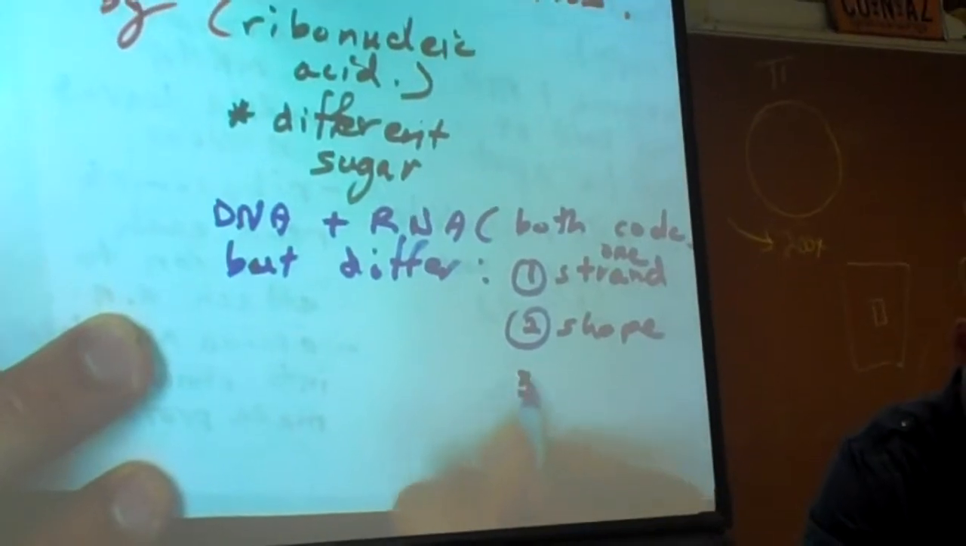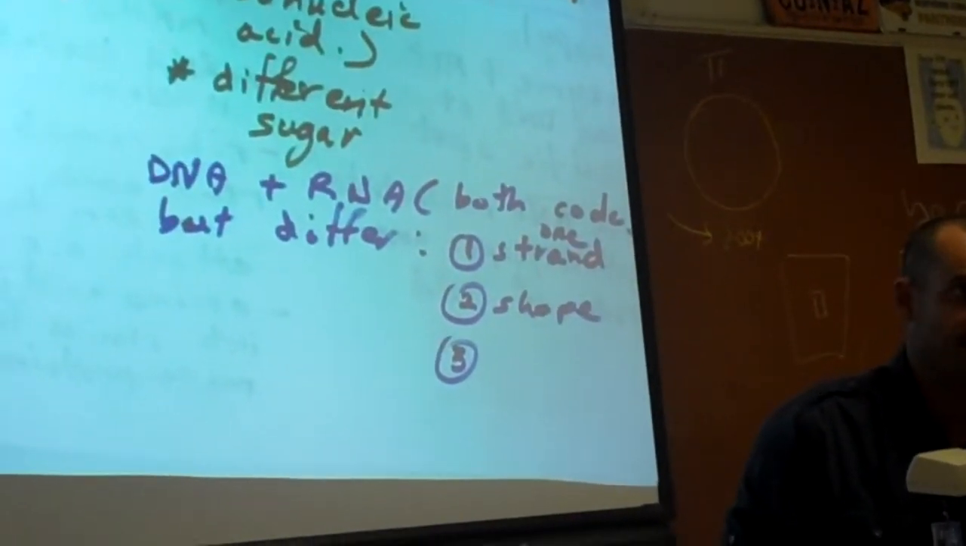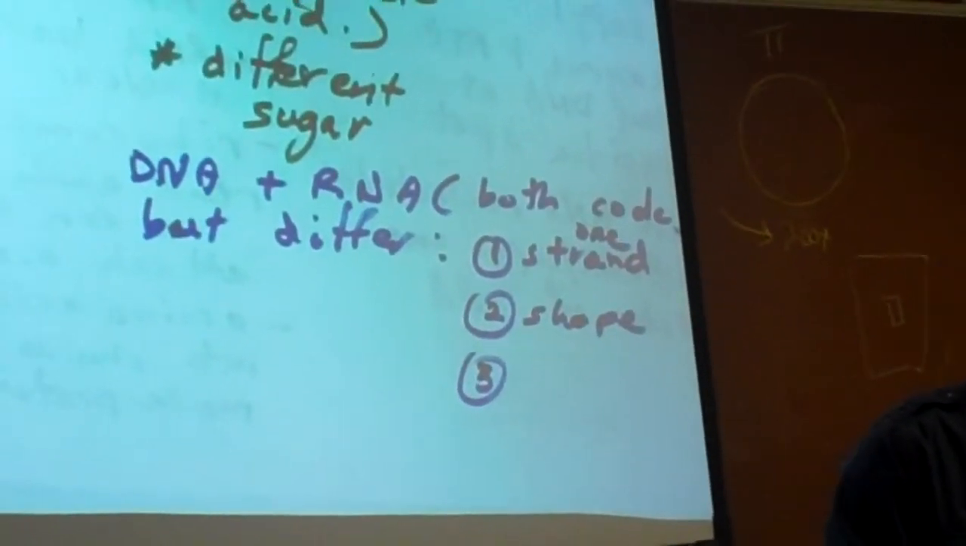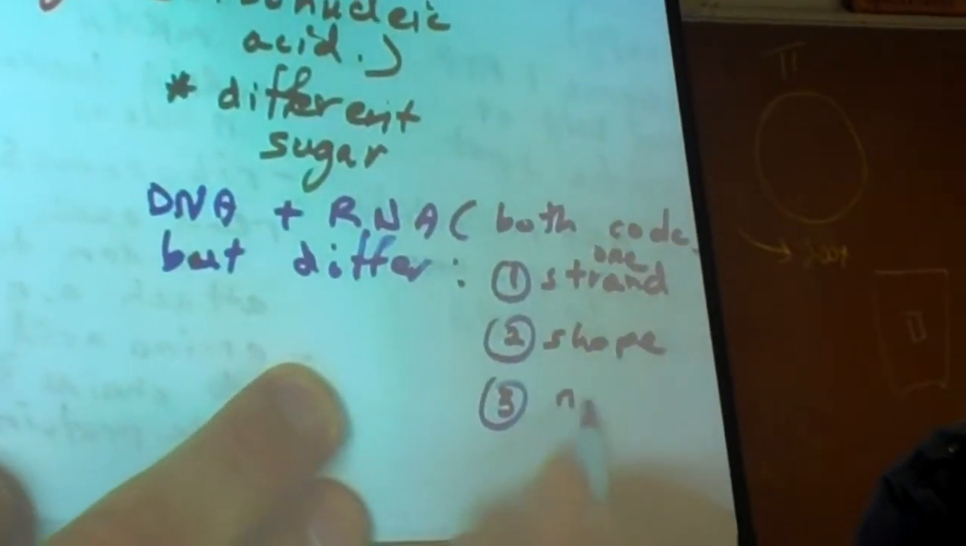And what was the major difference between DNA and RNA? No, the sugar's different, but the major thing you discovered yesterday: A and U, no thymine.